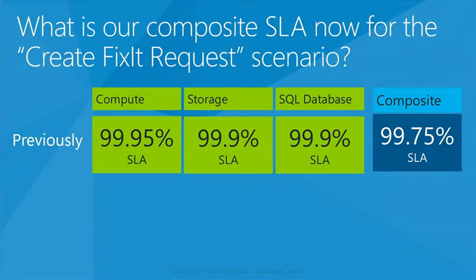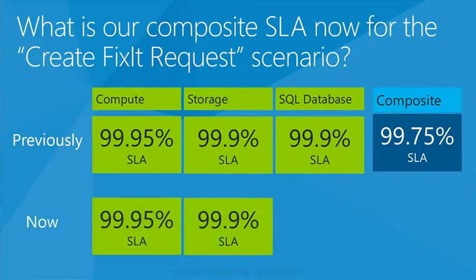Previously, we had 99.75 because this is for the create fix-it request scenario. So this is not read, this is only write. So this is when I sign up to go and create a new fix-it. Previously, we needed all three of these services to be healthy, 99.75. Now that we have a queue, we only have two services because queues are part of the storage service. So I'm not adding a new service, it's actually part of the same storage service.